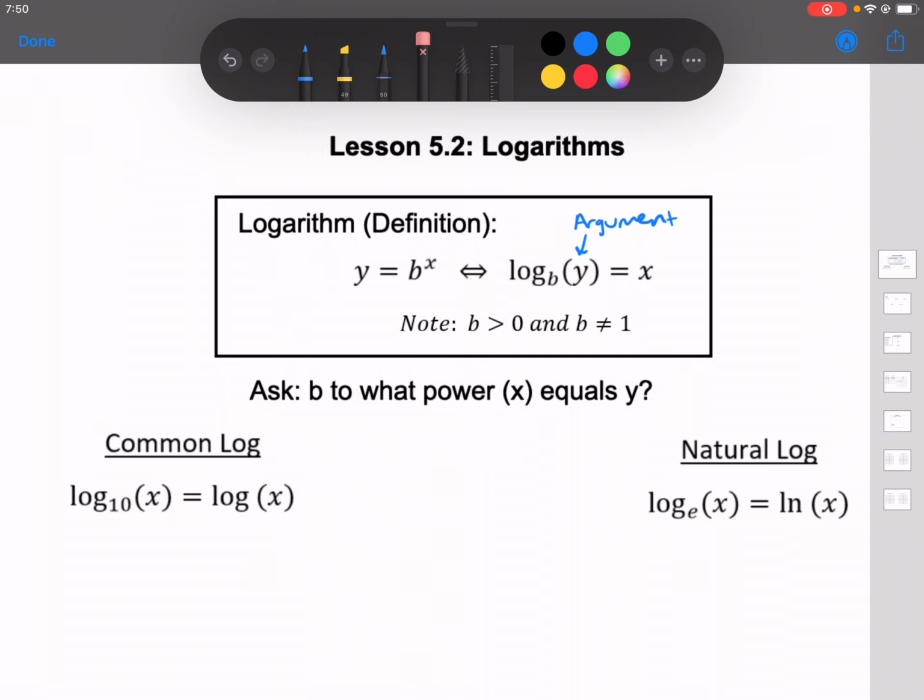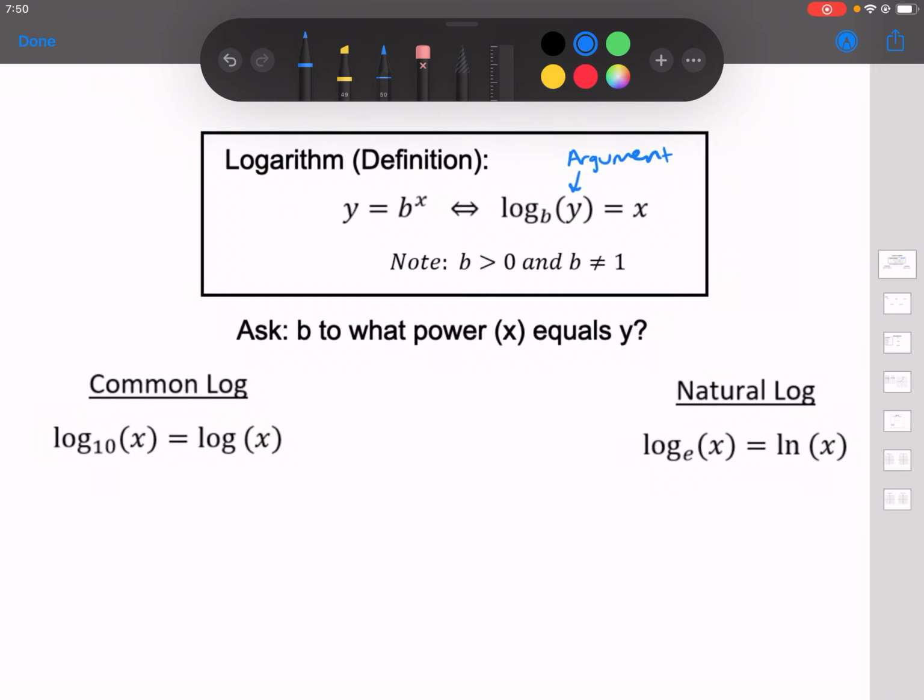Now, when you're actually solving a logarithm, and I'll explain this later, you always ask b to what power, or whatever the base is, to what power equals y, equals the argument. That'll make more sense when I show some examples.